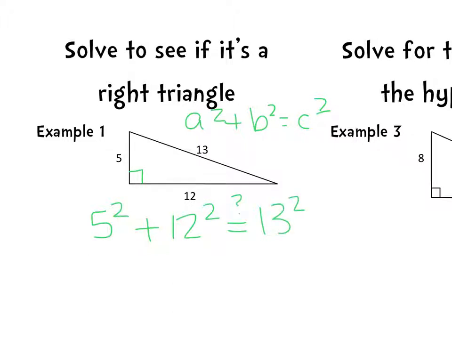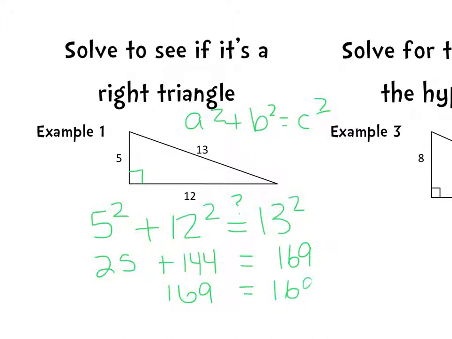You're going to be allowed to use a calculator here, and I want you to actually solve this out and check. So 5 squared is 25, 12 squared is 144, 13 squared is 169. When I add 25 and 144, I get 169. So it's true that 169 equals 169. This is a right triangle because both sides are equal. A squared plus b squared does equal c squared.